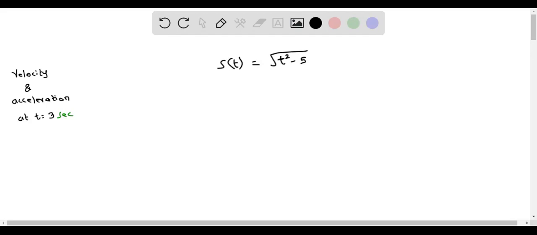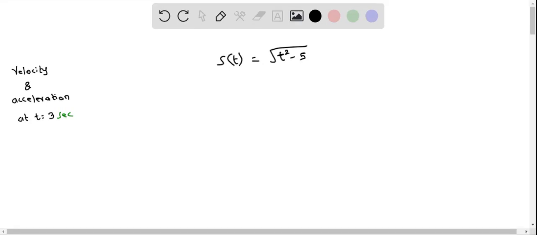Let's find the velocity and acceleration of the particle given that the distance function s of t equals the square root of t squared minus 5. The distance is measured in feet and time is measured in seconds. So first I'm going to write down the velocity function v of t, and this equals the derivative of the distance function, that is s prime of t.